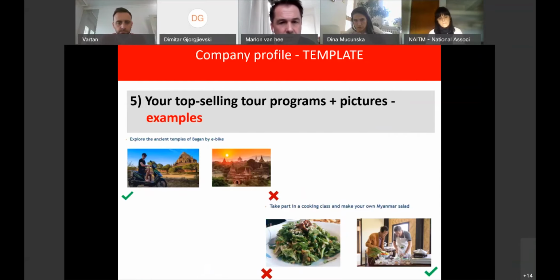Your pictures. Here you have good and bad examples. The red cross is the picture that you should not be using. And the green tick is what you should be doing. So for example, you see a picture of a Myanmar local dish, it's passive. The other picture is much more interesting, because there you show your partner or your customer what he's going to do. He's going to be active. He's going to be part of a cooking class and prepare that delicious, very tasteful North Macedonian dish.